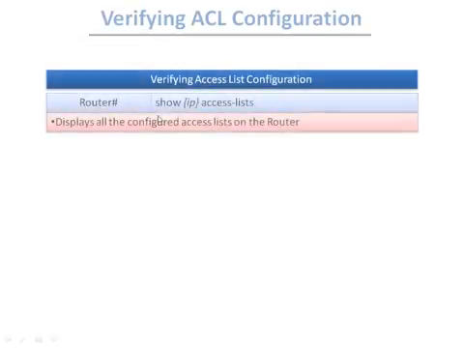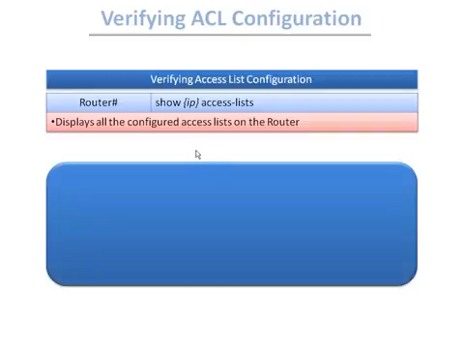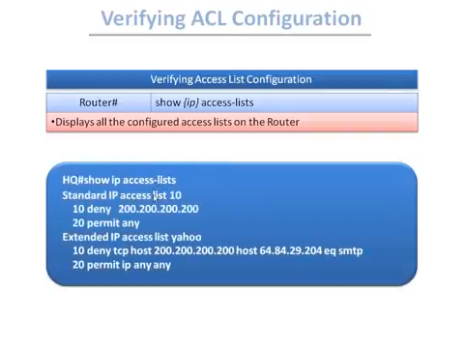We can use the command show ip access-lists or show access-lists in privilege mode to verify what we have configured. This command will display all the access lists that we have on the router. So if I type this command on the HQ router, I will get 2 access lists. I will have one standard access list with the number 10 that is denying host 200.200.200.200 but permitting everything else.